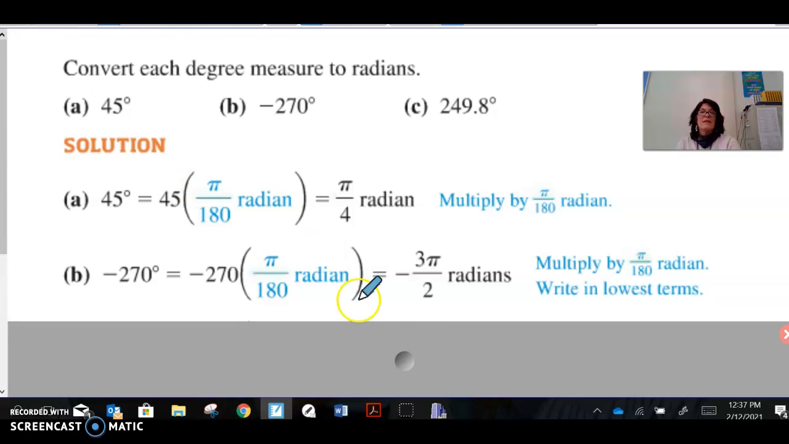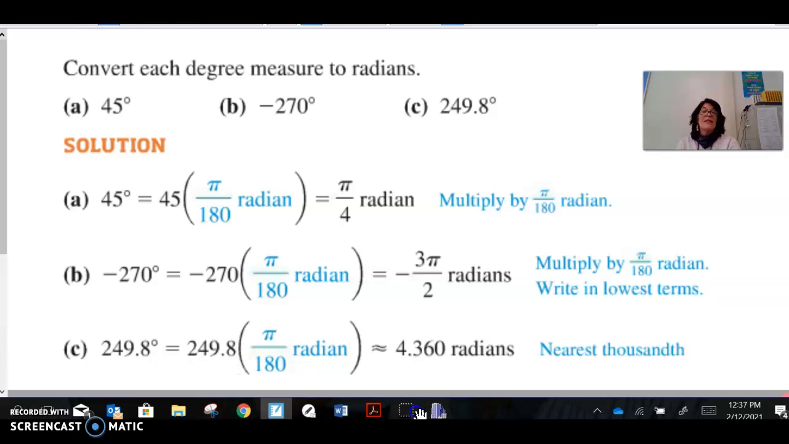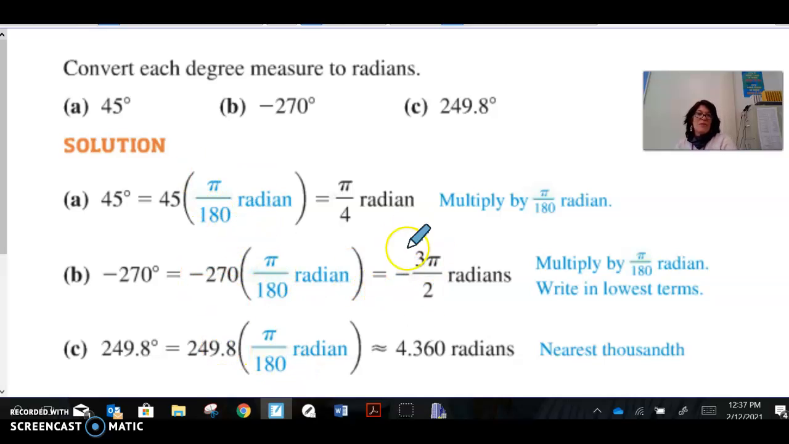Oh, I'm sorry. I guess I didn't do the 249.8 degrees. If you can't get it into a nice fraction, you can just estimate it. Notice this is a squiggly. It's almost equal to. Nothing canceled out here. I couldn't get it into a nice fraction. So I just took 249.8 times pi and divided that by 180. Notice there's not a pi here anymore. I multiplied the pi in. So it's about 4.360, okay, to the nearest thousandths.